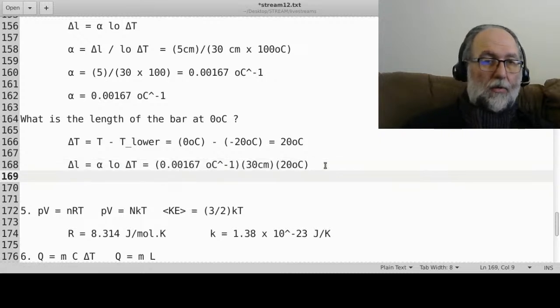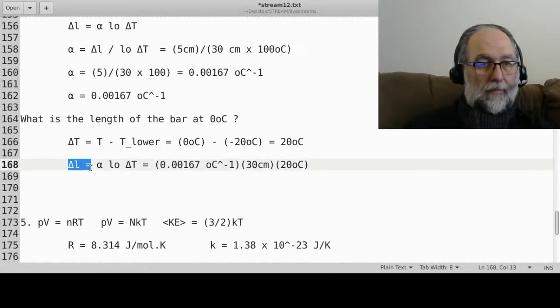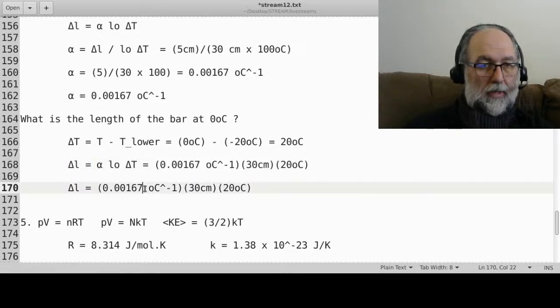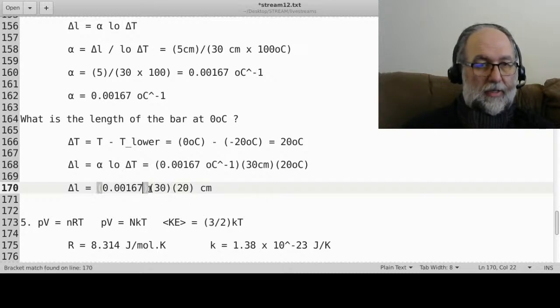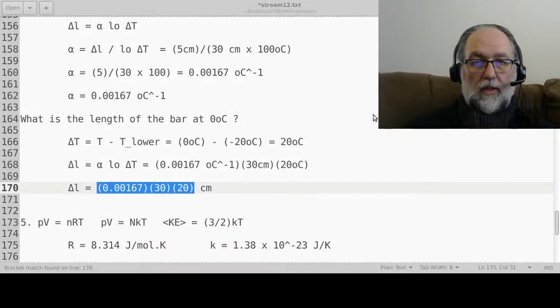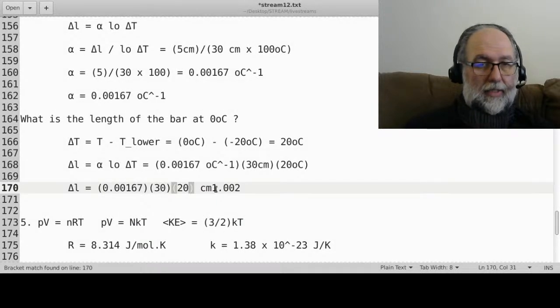Now, if you work this out, what's that going to equal? It's this number here. By the way, notice that per degree Celsius cancels that, and the only remaining unit is going to be centimeters, so the answer will come out in centimeters. Let's cut and paste this into my calculator. And I get this number right here, which rounds off to 1 centimeter.